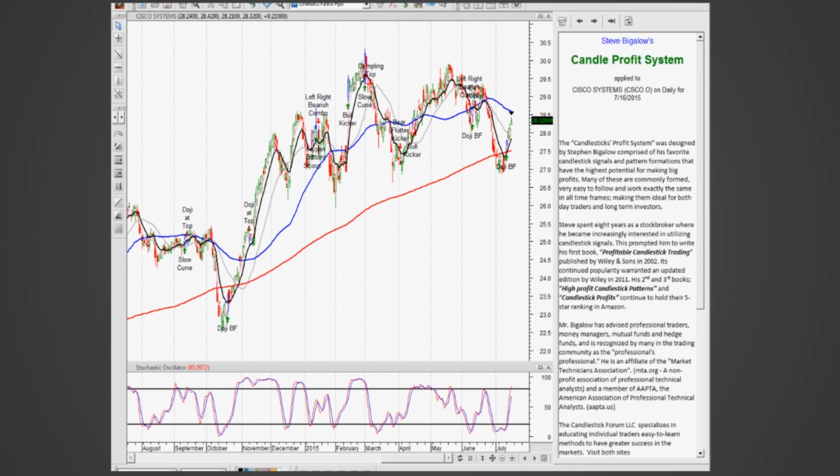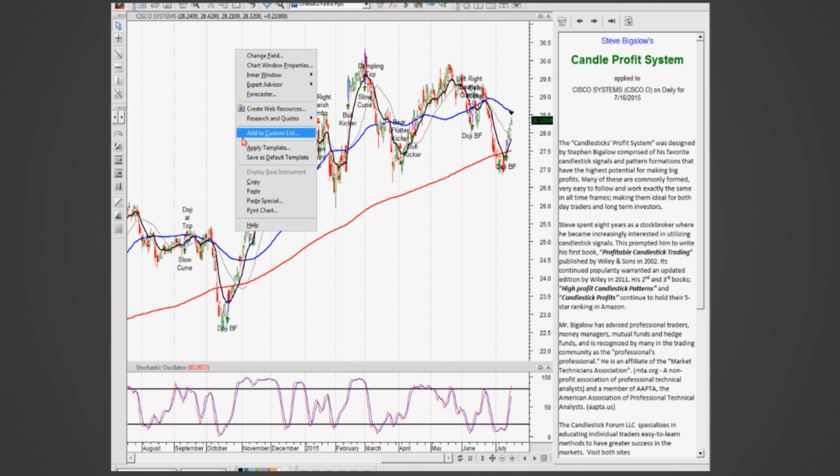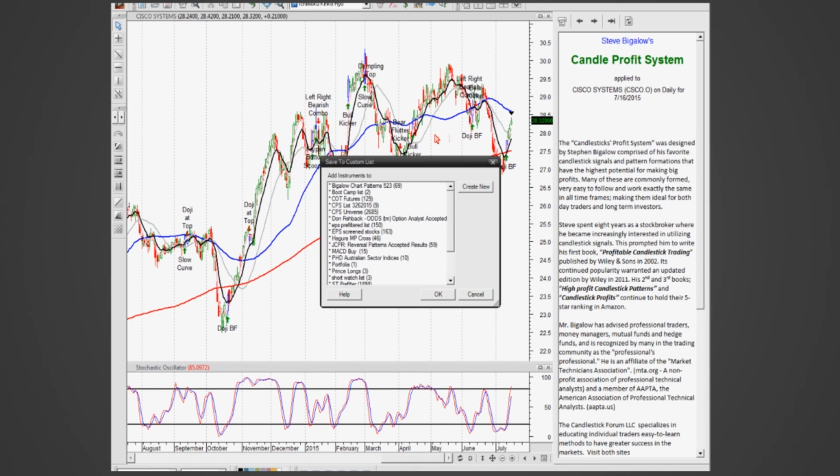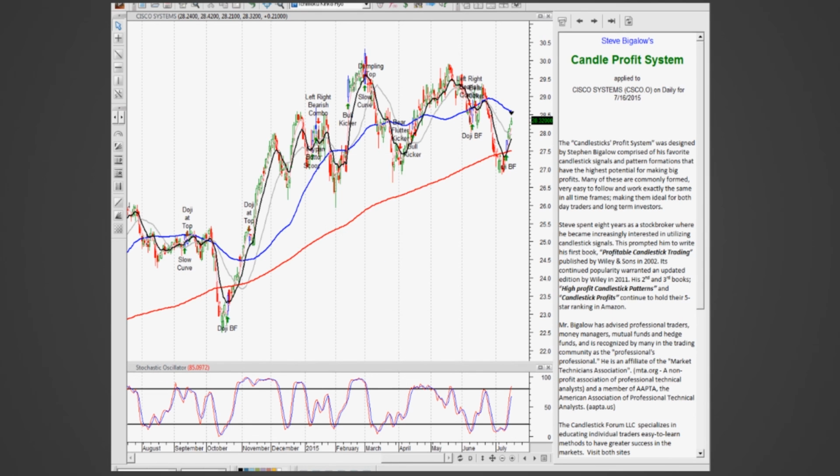And if I find one that I really like, let's say this was one I really liked, again, you can quickly eyeball this. But once you find one that you really like, if you right-click here and go to add to another custom list, you can add that to maybe a shorter list to look at later. And that's very, very easy to do as well.